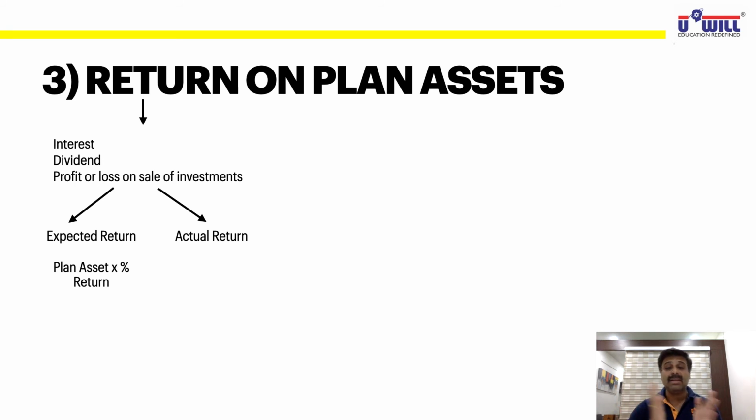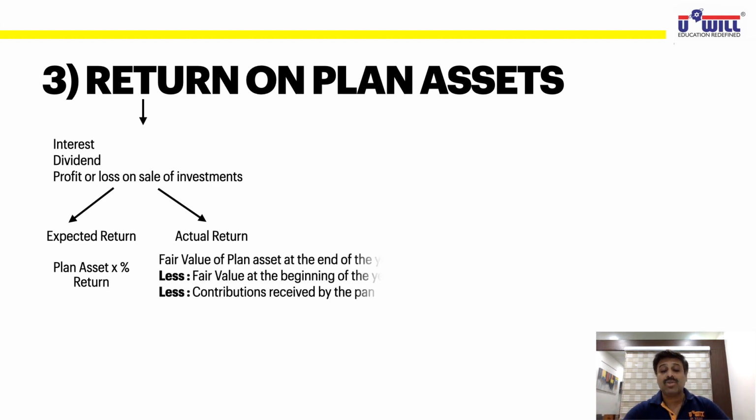And if you invest in the middle of the year, suppose in this year 20,000, then 20,000 into percentage return for 6 months. So the actuary is going to estimate all this percentage return and so on. Okay. Actual return, how do you find out, understand this? Actual means the real return what you have earned. Okay, that was expected. Now the real return what you have earned.